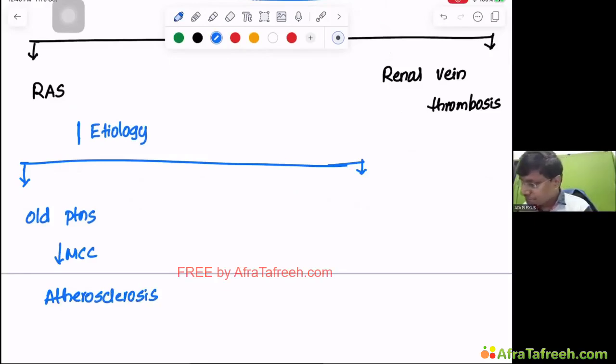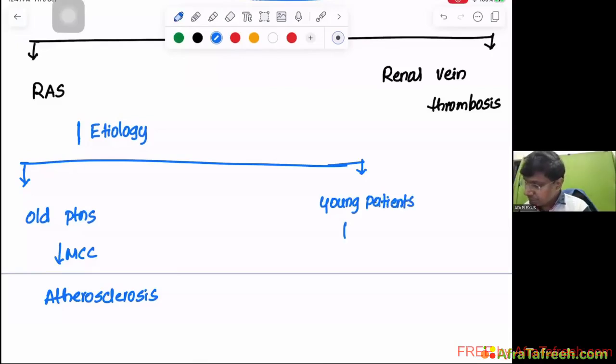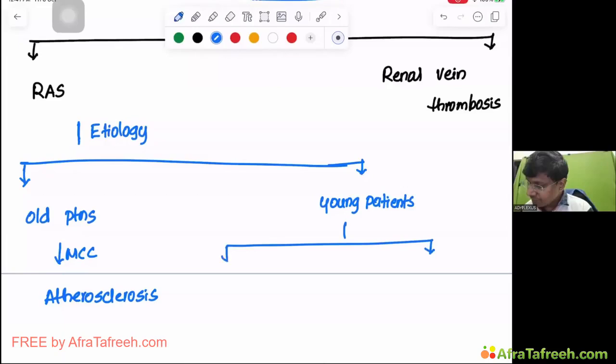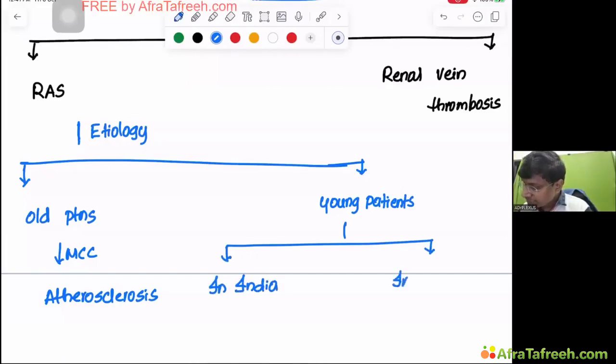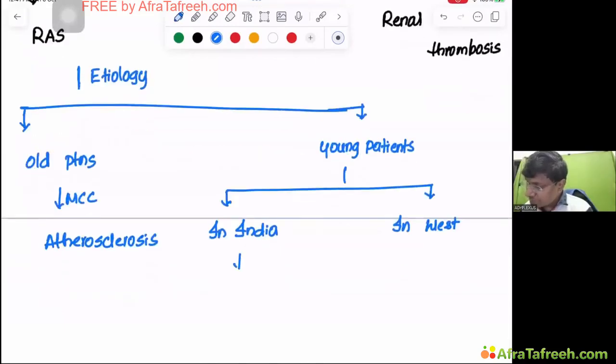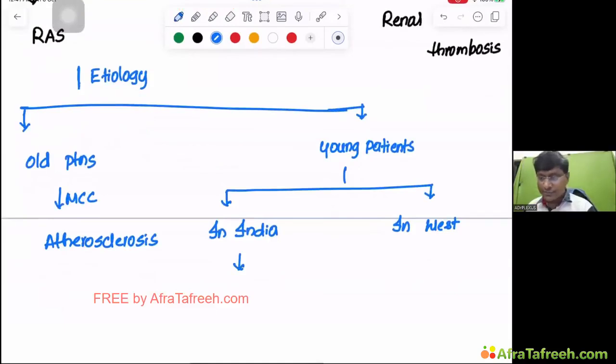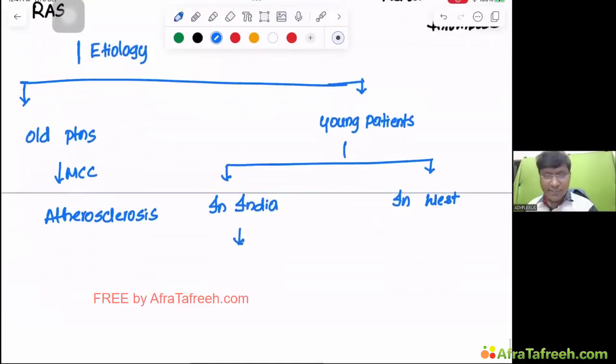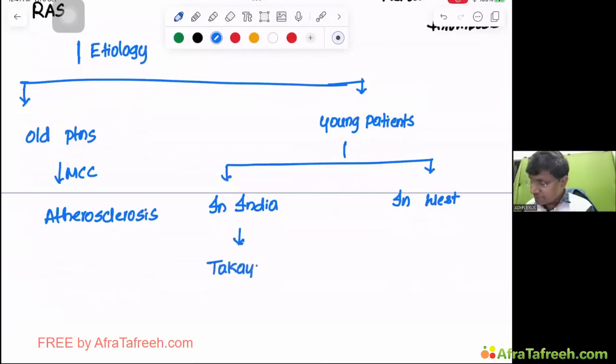Whereas in young patients, the most common cause, what is it in India and in Western countries? In India, the most common cause of renal artery stenosis in young individuals will be your non-specific aortic arteritis, which is nothing but Takayasu arteritis.